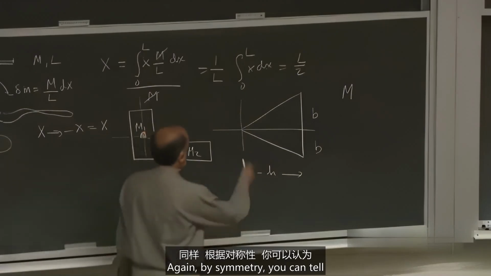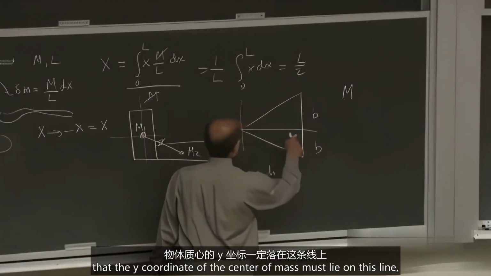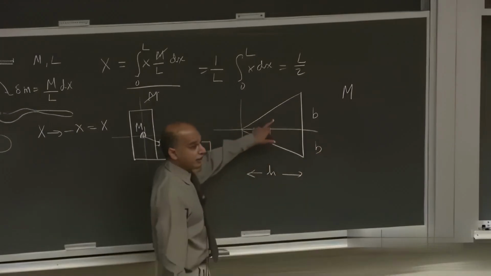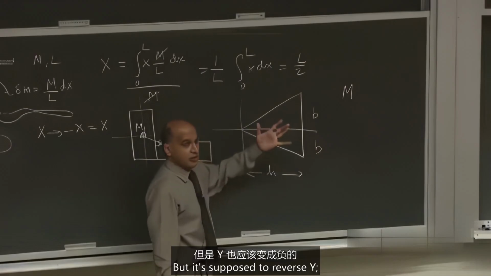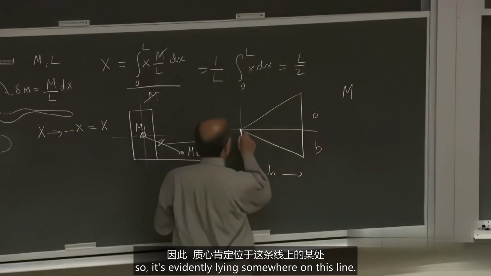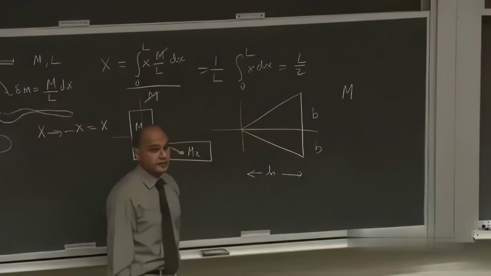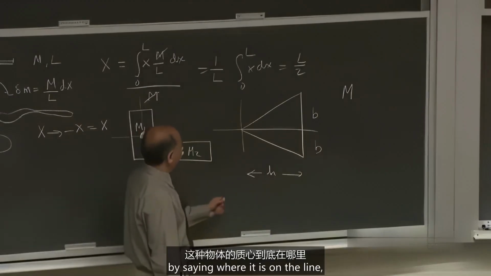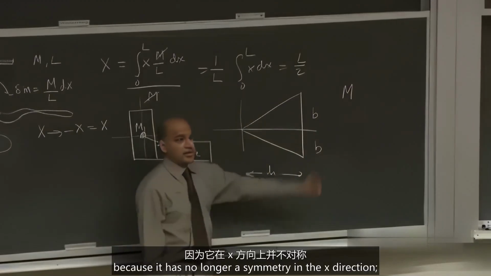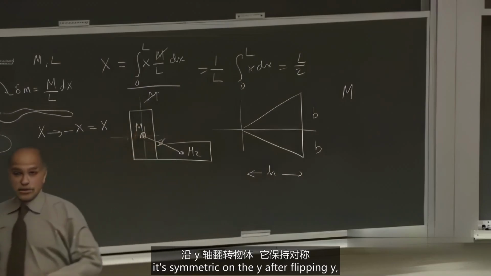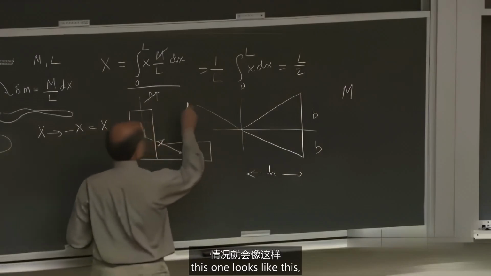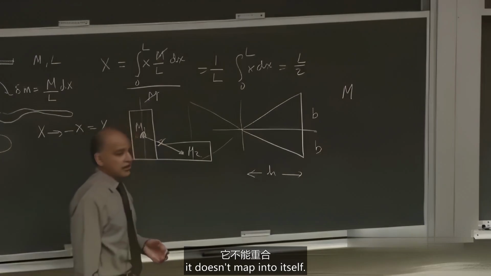Again, by symmetry, you can tell that the y-coordinate of the center of mass must lie on this line, because if I take y to minus y, it maps onto itself, so it looks the same, but it's supposed to reverse capital Y, therefore Y is minus Y, and therefore it's 0. So it's evidently lying somewhere on this line. I cannot do further calculations of this type by saying where it is on the line, because it has no longer a symmetry in the x direction. It's symmetric under flipping y, but I cannot say take x to minus x. In fact, if I take x to minus x, this one looks like this. It doesn't map into itself.